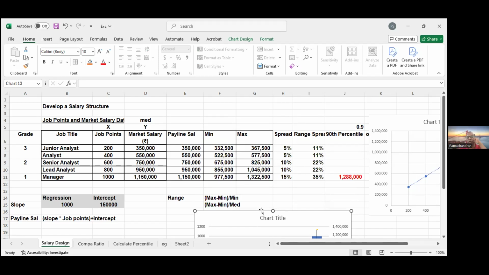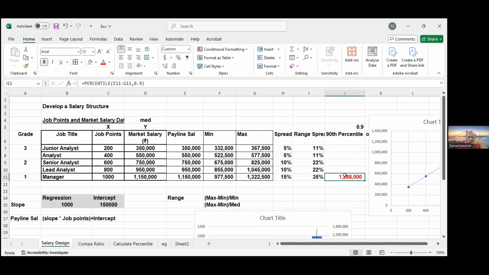Okay. Now there is one doubt. Usman, yeah, in our J column there is a red amount, 12 lakh 88. What is this? That we made using the formula, we made it as 90th percentile. So that hypothetical, that is kind of a correct thing. Yeah, that is the correct way to find out percentile.